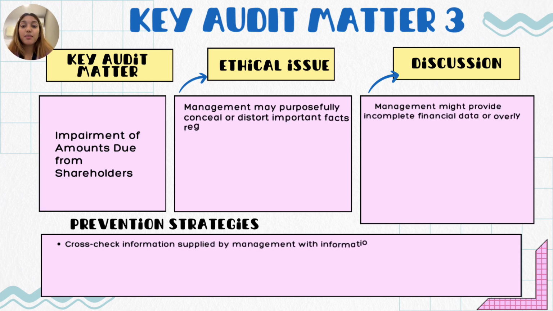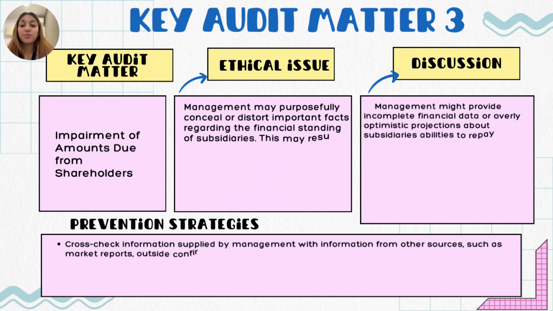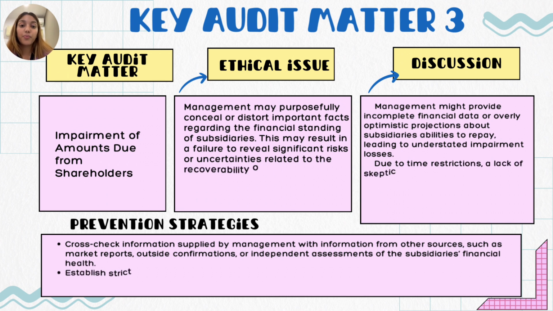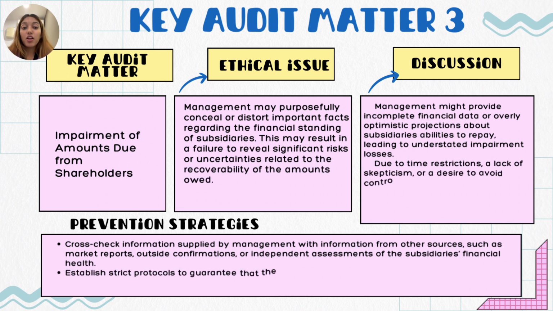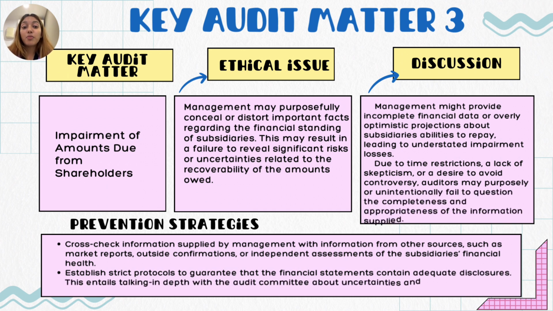The ethical issue is that management may purposely conceal or distort important facts regarding the financial standing of subsidiaries. This may result in failure to reveal significant risks or uncertainties related to the recoverability of the amounts owed. Management might provide incomplete financial data or overly optimistic projections about subsidiaries' abilities to repay, leading to understated impairment losses. Due to time restrictions, lack of skepticism or desire to avoid controversy, auditors may purposely or unintentionally fail to question the completeness and appropriateness of the information supplied.